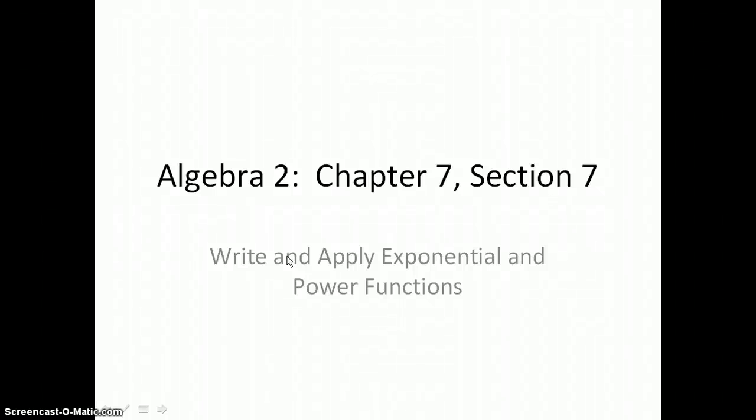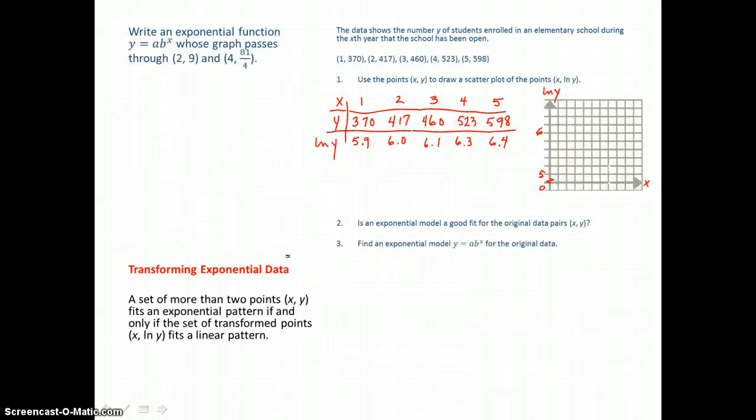In lesson 7.7, you will write and apply exponential and power functions. In our first example, we're going to write an exponential function, y equals ab to the x power, whose graph passes through (2, 9) and (4, 81/4). So to do this, we need to find a and b.